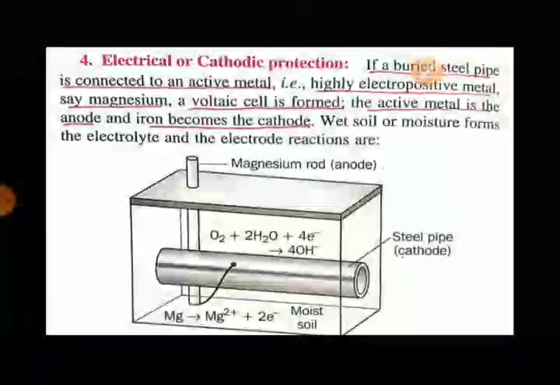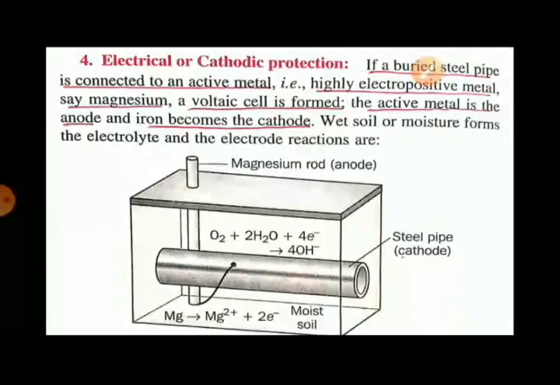Next is electrical or cathodic protection. If a buried steel pipe is connected with an active metal, that is a highly electropositive metal like magnesium, a voltaic cell is formed. The active metal is the anode and iron becomes the cathode. Wet soil or moisture forms the electrolyte and the electrode reactions are.